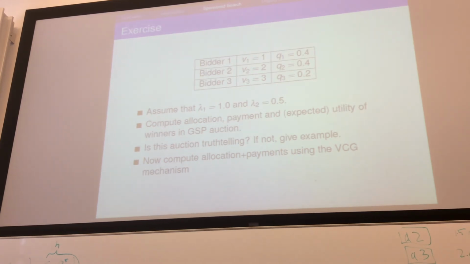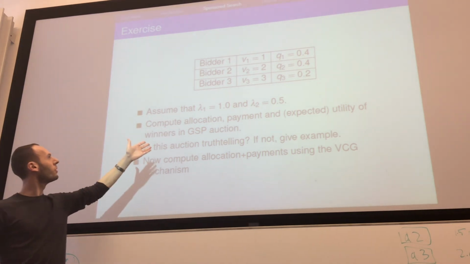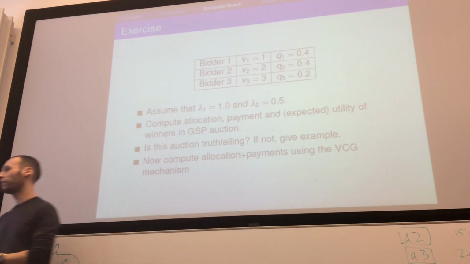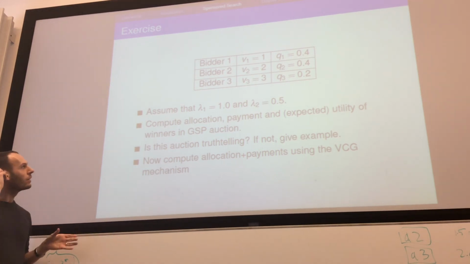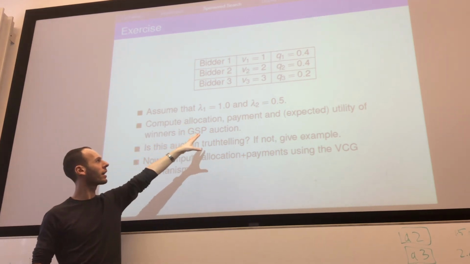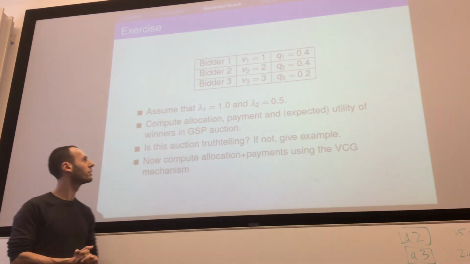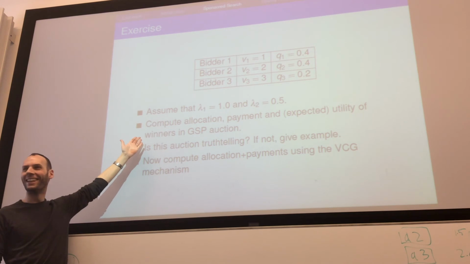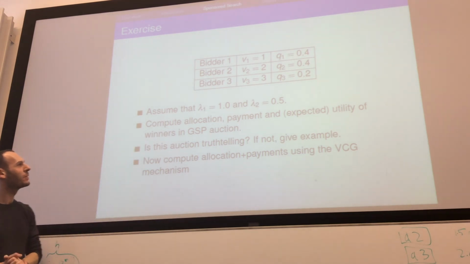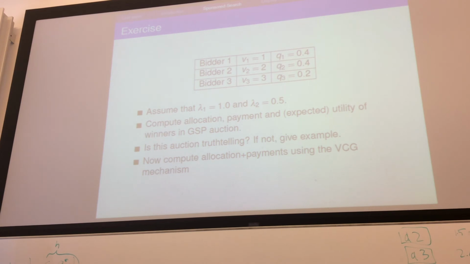Now, we can look at the same problem as before, and this could be, say, an exam question, for example. Suppose now that we have the same model as before, but we assume that we have an additional parameter, which is the probability that the person views the ad. For example, we can take the top position to be 1 and the second highest position to be a half. So this question is a trick question. Compute the allocation, payment, and expected utility of winners in a GSP auction.